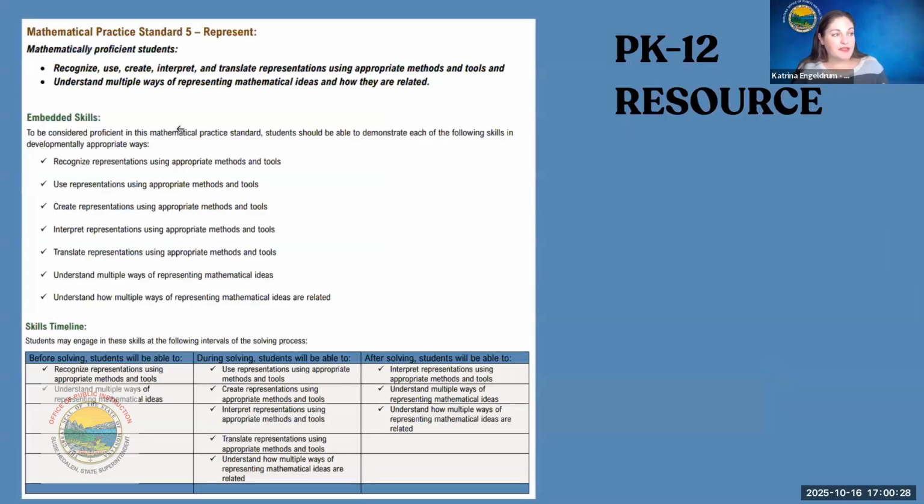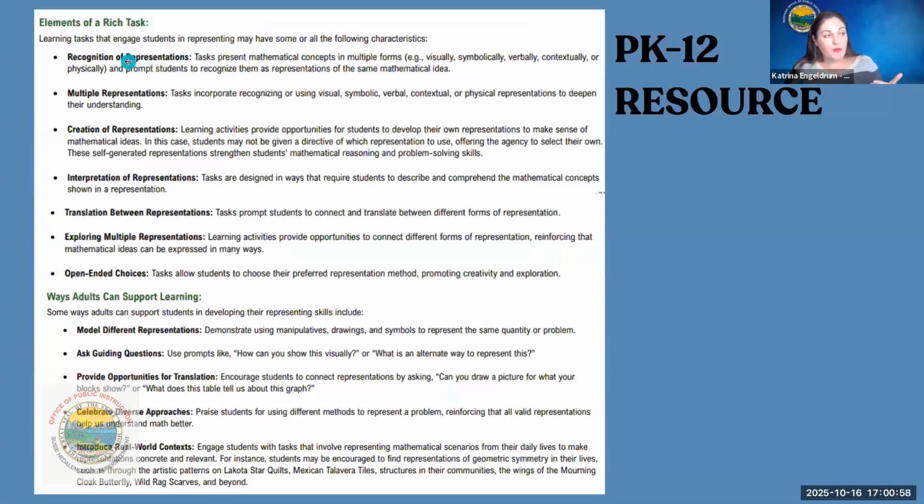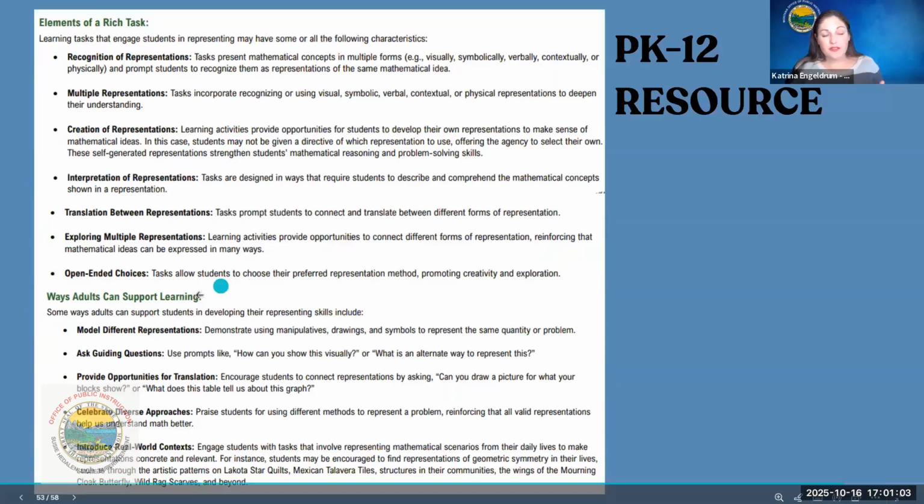And then here are some examples of what you have access to help you with this work with the math practices right now. So this is the PK12 resource. Every single math practice has the practice listed. We've written out those embedded skills so you don't have to. However, you might interpret these differently, so it's worth checking and having conversations. We also defined when you might see these skills come in play during the problem-solving process. We've described what rich tasks might have that engage that math practice, and also ways adults can support learning.